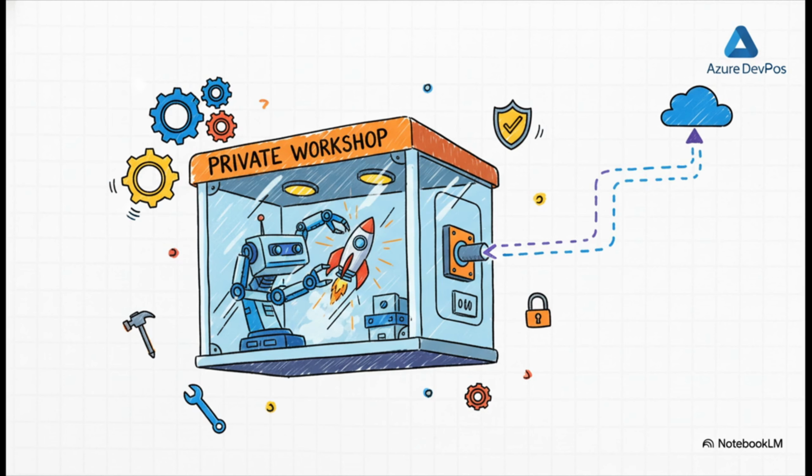Your pipeline is now executing on a machine that you have complete and total control over. Any custom software you need, any specific version of an SDK, any security hardening your company requires, it's all there, and it's there consistently for every single run.